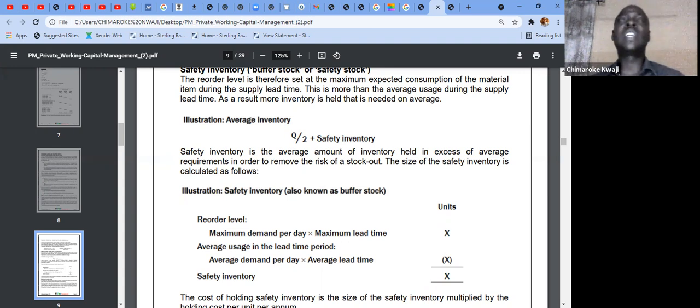Then bring the average usage. So you know that the average usage is perhaps 1,000 in a day, and you know that if you place an order, the average time is 2 days. That will be your average usage. If you remove your average usage, which is some normal usage, from your reorder level, the difference is your safety inventory level. It means the excess that you are holding so that you avoid the risk of stock out. That is your safety inventory.